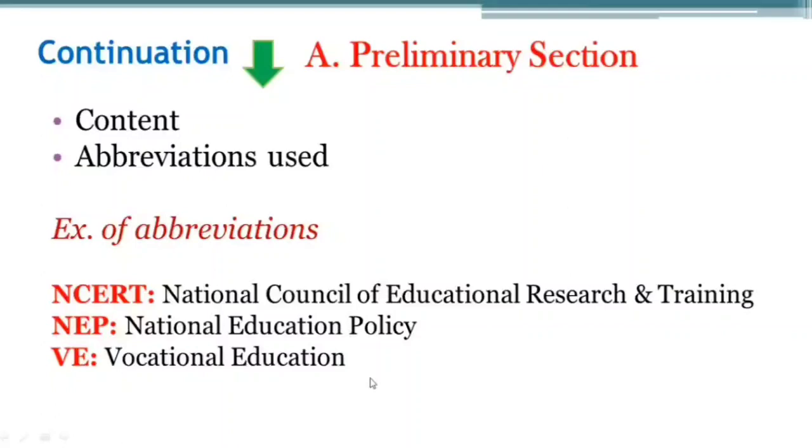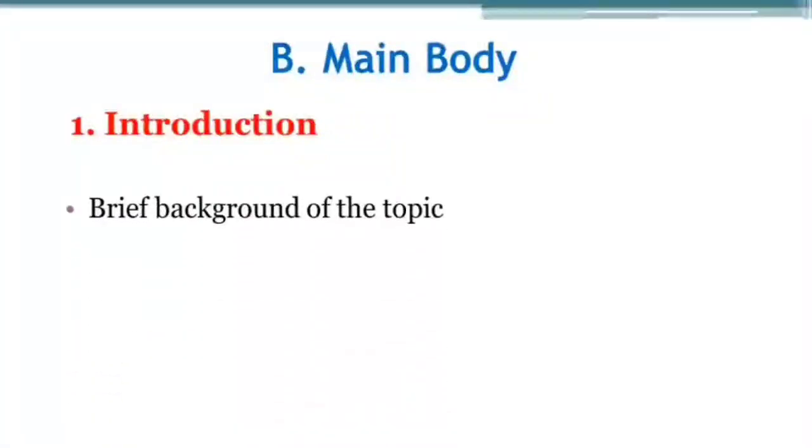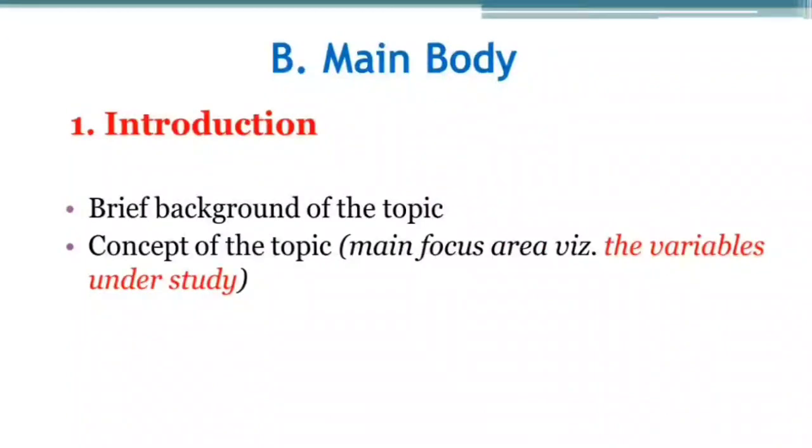Now moving on to the next, that is the main body, that is Part B. It will first include the introductory part of your research. That means within that you will have to include the brief background of the topic under study. And within that, you will also have to mention the concept of the topic, that is the concept of the variables that you are going to use. So in this case, if the research title is to study the opinions of the parents towards vocational education in elementary school, here you have to mention what you mean by education as a whole and vocational education in particular.